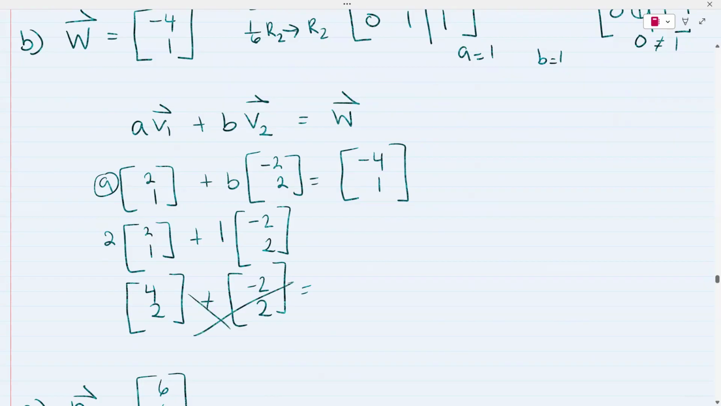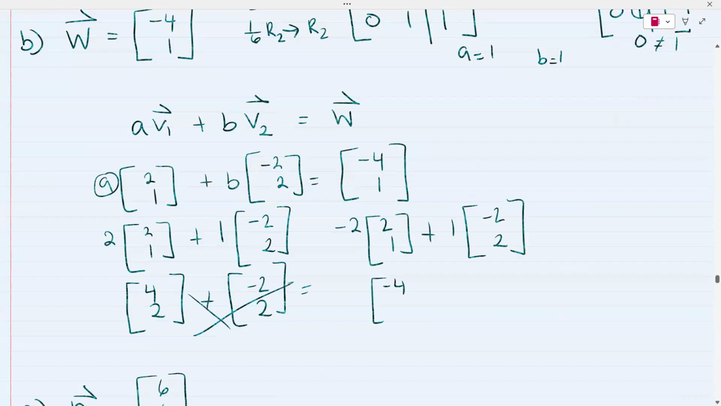How about if I multiply A by negative 2? So let's try negative 2. Negative 2 for A, so this would be 2 comma 1. And then maybe B is still 1. So negative 2 times 2 is negative 4. Negative 2 times 1 is negative 2. And then 1 times negative 2 is negative 2. And then 1 times 2 is 2. No.